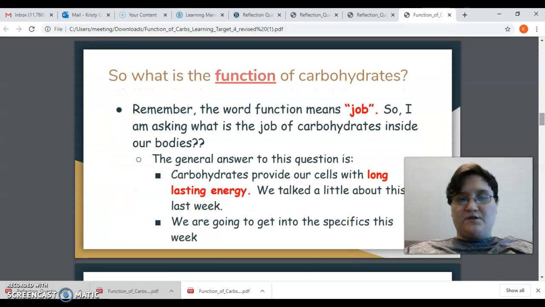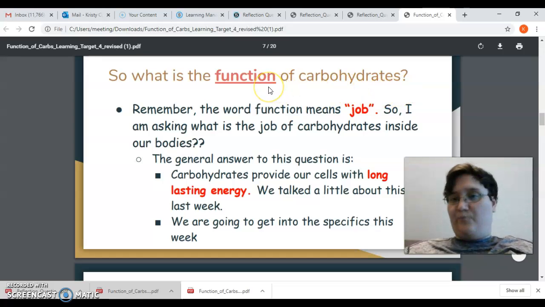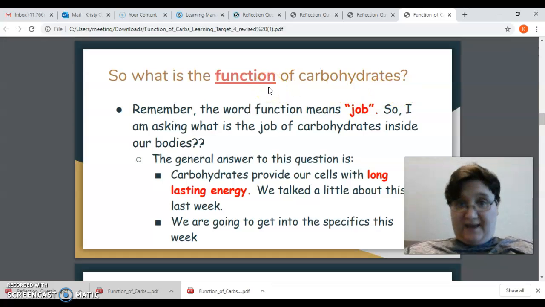The word function, I know I've taught you this a bunch, but we're going to go over it again. The word function is different than structure. Last week we talked about structure, what carbohydrates look like and what they are made up of. This week we're talking about function. What's their job, right? What's the job of carbs inside our body? So there's a very general answer to this question.